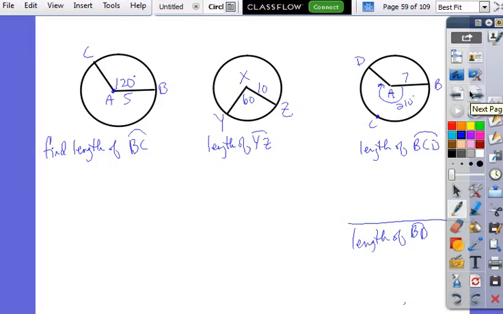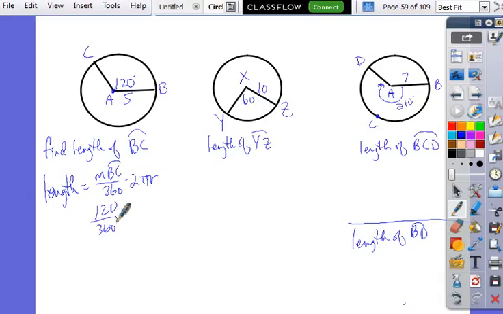So for these, what is it asking me to find? Length. If it's a length problem, I'm going to know that the length is equal to the measure over 360 times 2 pi r. So for this one, what's the degree? What's the measure? 120. So I would have 120 over 360 times 2 pi 5 in this case, and I think it was 10.5.